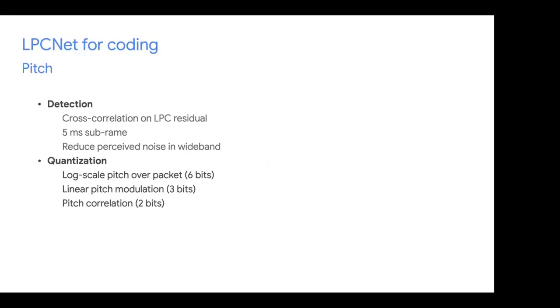Anyways, quantization is the important one. We quantize the average pitch over entire packets, which is 40 milliseconds. That's a long time for only a single pitch value. So we need to be able to modulate or change the pitch during these 40 milliseconds. So we spend 3 bits on a modulation, on how the pitch can vary during those 40 milliseconds. And then 2 bits for the gain, the periodicity, the voicing value.